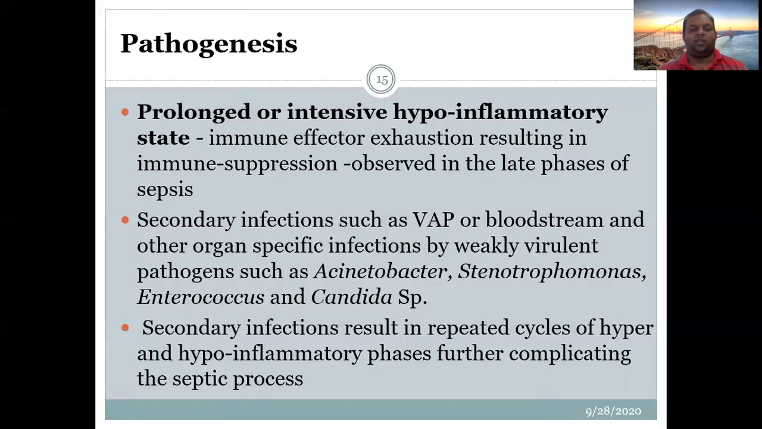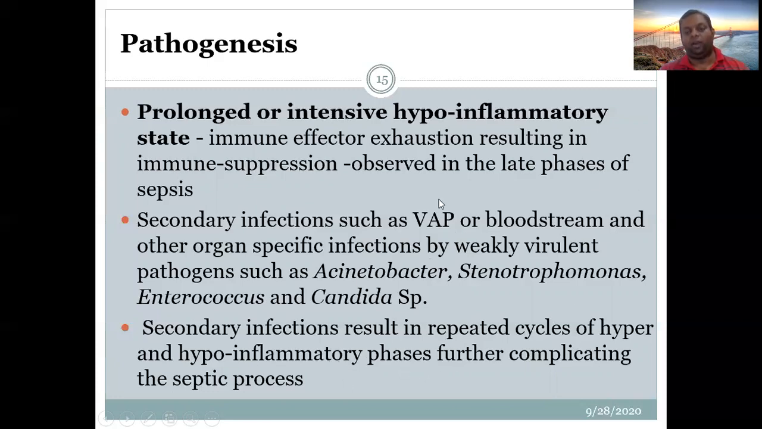So secondary infections such as ventilator-associated pneumonia or bloodstream infections, specifically with low virulent pathogens such as Acinetobacter, Pseudomonas, Enterococcus, and Candida species, are now emerging. Most, some may be found in our body's normal flora. Some are from the hospital flora. So they colonize there. Once immunity is depleted, they become pathogens. Secondary infection results in repeated cycles of hyper and hypoinflammatory phases, further complicating the sepsis process.